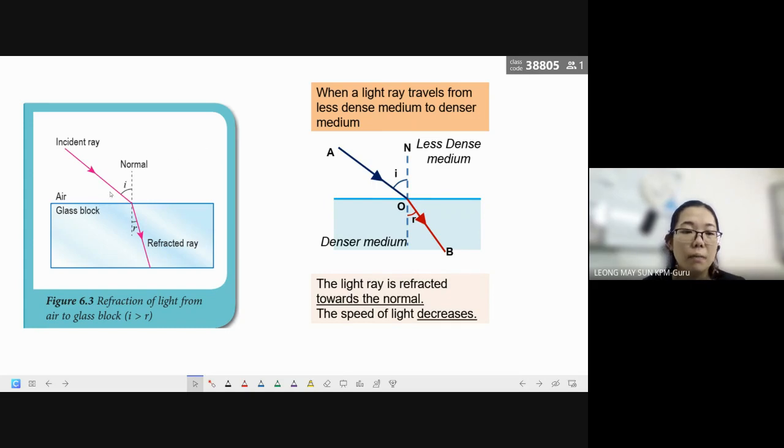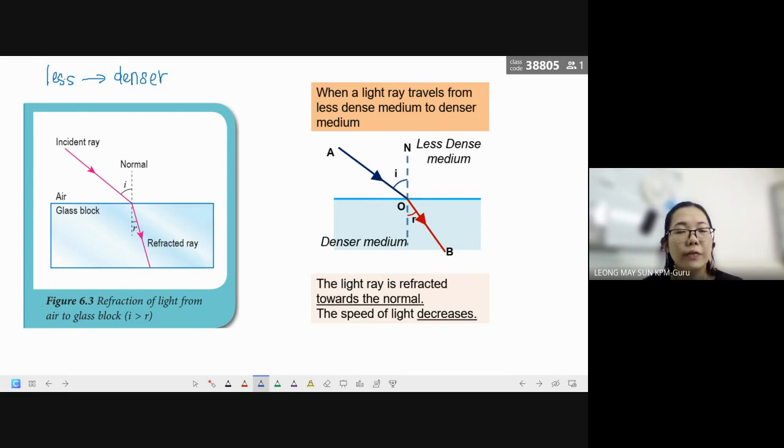Okay, now we are moving from a less dense optical density to a denser optical density medium. Less dense to denser is normally air to any other material, or vacuum to any other material. So the incident ray comes in at the incident angle, and it will be refracted closer towards the normal. Now, when this happens, the first thing we need to know is that it's moving from less to denser optical density.